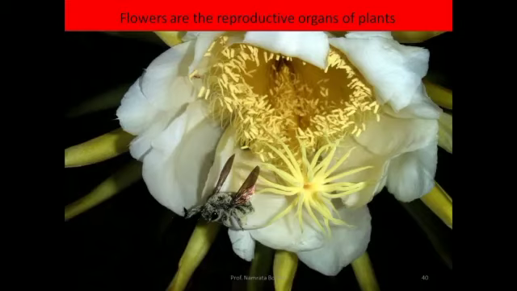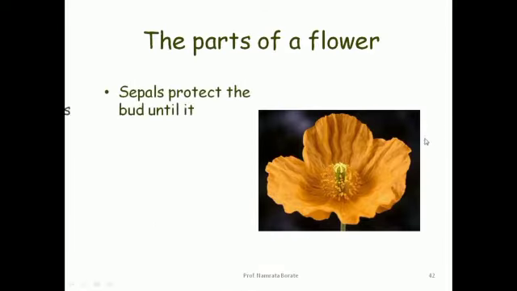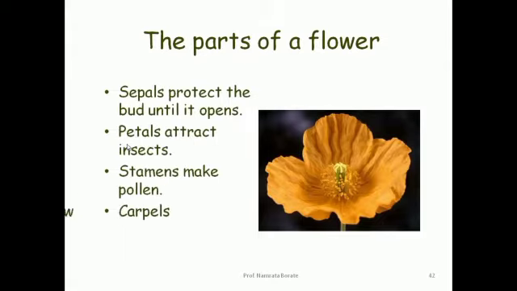So let's see the structure of a typical flower. We have already discussed the structure of a typical flower last year. The flower consists of four different whorls: calyx, corolla, androecium and gynoecium. The calyx's individual member is known as the sepal, the corolla's individual member is the petal, the androecium's individual member is the stamen, and the gynoecium's individual member is known as the carpel or pistil. In a flower, the four whorls are the sepal, petal, stamen and carpel.